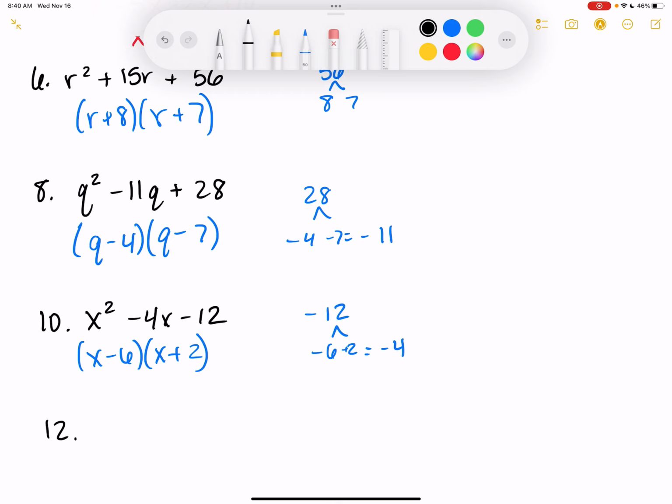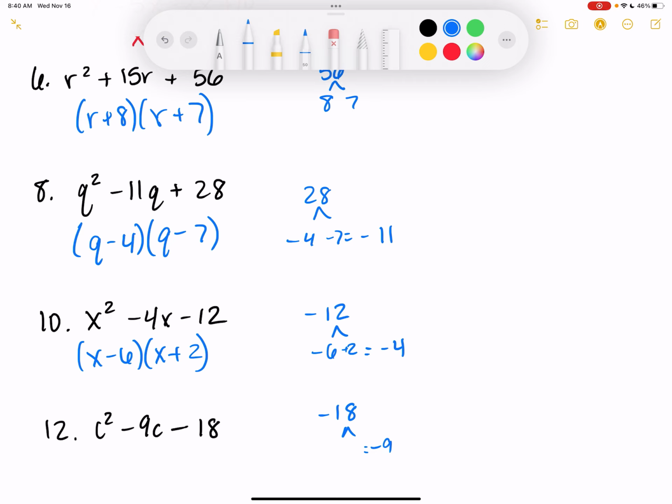12c squared minus 9c minus 18. So I need factors of negative 18 that add up to give me negative 9. Negative 3 and negative 6. What happens if I multiply those two together? Positive 18. That would be positive, so that doesn't work.